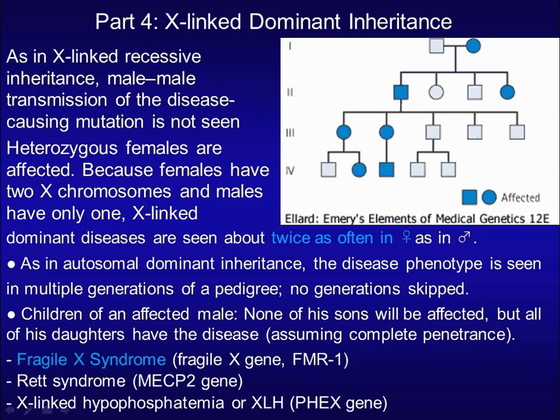No generation is skipped. When a male is affected, none of his sons will be affected, but all of his daughters have the disease. Here are diseases that follow X-linked dominant inheritance. We will look at fragile X syndrome in the next lecture.